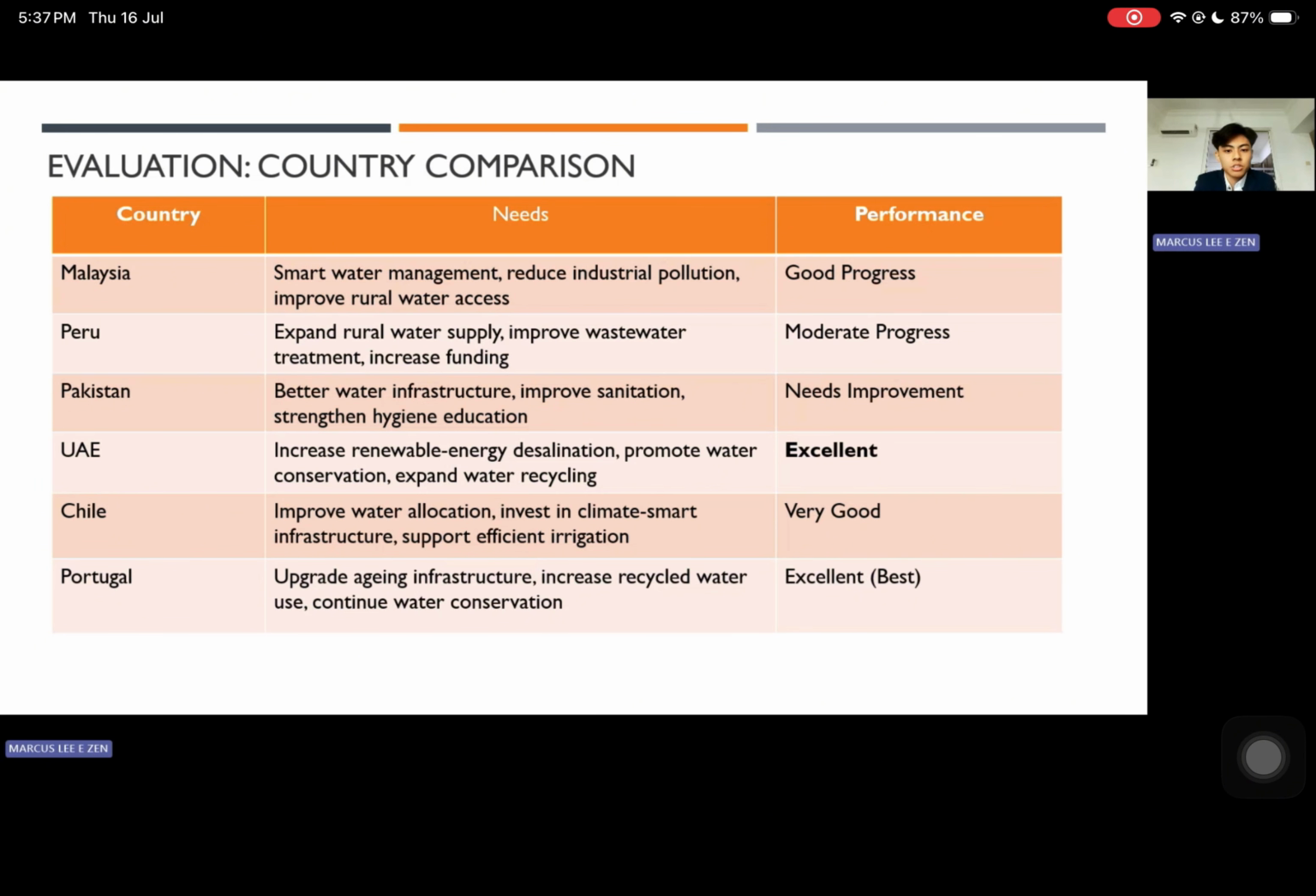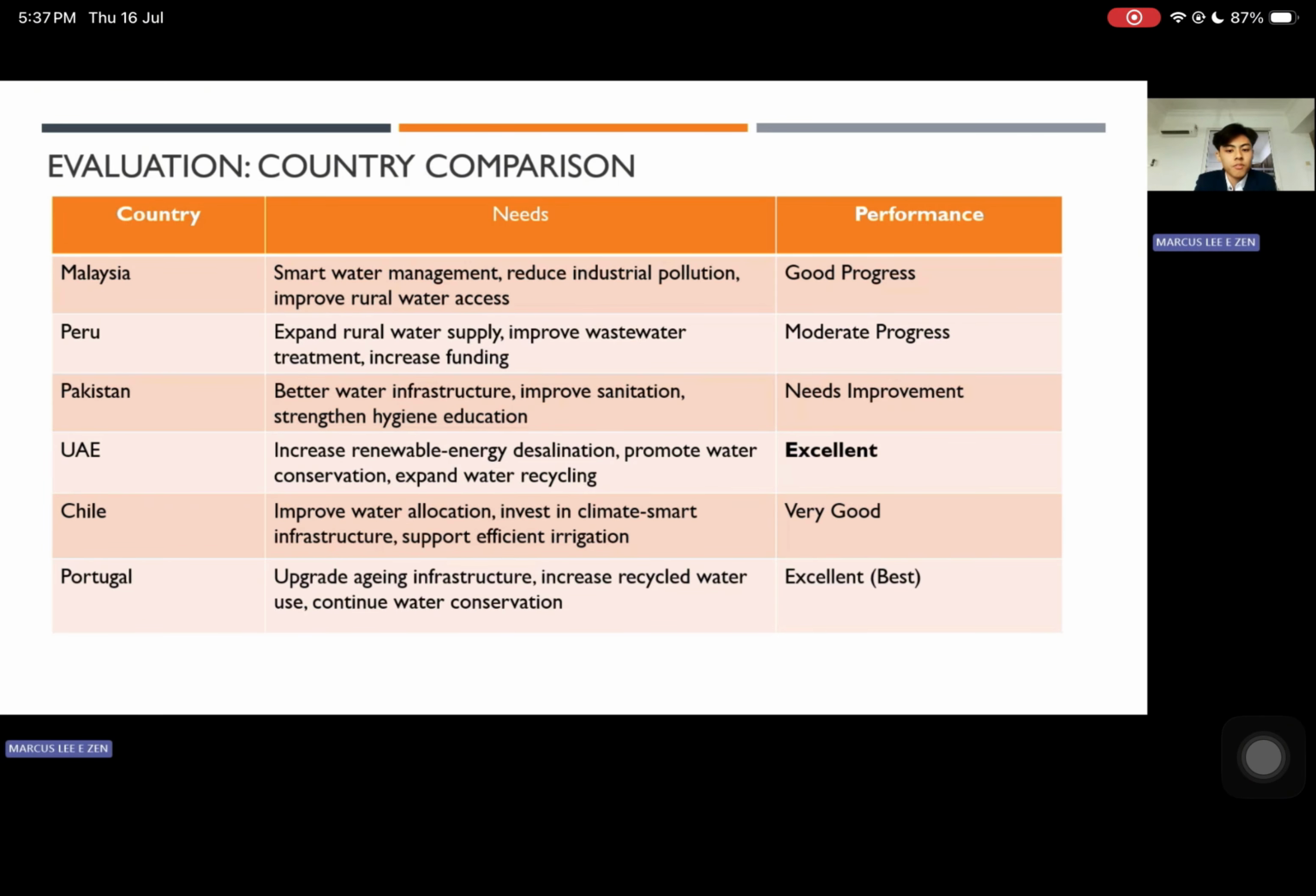While Peru has shown moderate progress, the country needs to expand rural water supply, improve wastewater treatment facilities, and increase investment in water infrastructure. Pakistan has made some progress but still faces many challenges. It should improve water infrastructure, provide better sanitation services, and strengthen hygiene education.